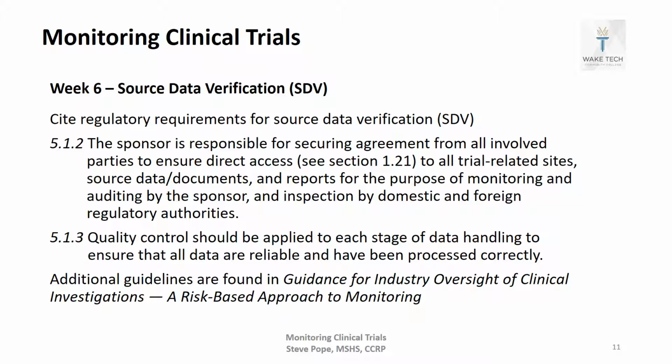And then finally, we've got additional guidelines that are found in the document Guidance for Industry Oversight of Clinical Investigations, a risk-based approach to monitoring. So what this means is that sites are required to make available their source data when asked. So if you ever get out to a site and they want to hedge a little bit on that, this is a requirement that they are supposed to follow, and it is part of their agreement with the FDA when the PI signs that 1572 that this is what they're going to do.